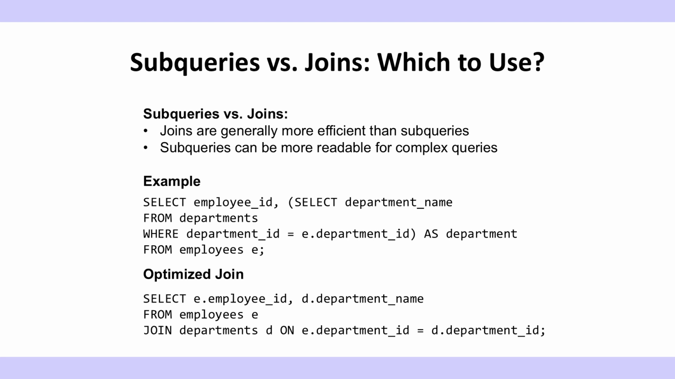This query retrieves the employee ID from the employees table and the corresponding department name by using a subquery. A subquery is a query within a query. A subquery is less efficient because it has to run the inner query separately for each row. Using a join to fetch the department name is more efficient. A join retrieves the related data from both tables in a single pass, instead of running a subquery multiple times.